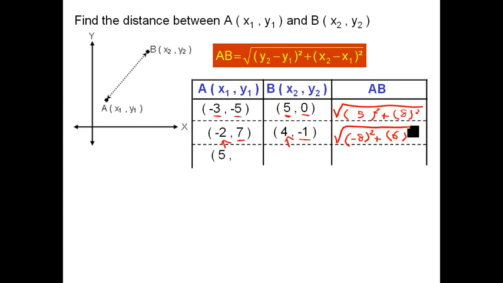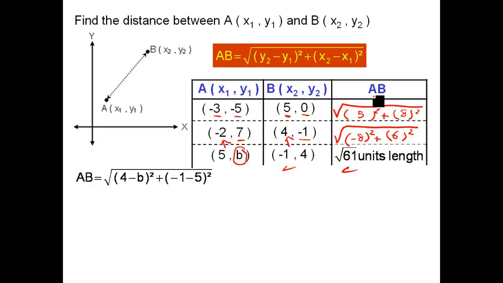Another kind of question. We have the distance between the 2 points, A and B. We have point B, and we have a missing part of point A, which is b. Let's see how we can find something like this. We're gonna write the rule of the distance between A and B. AB equals 4, which is y2, minus b, which is y1, to the power of 2, plus negative 1 minus 5 to the power of 2.